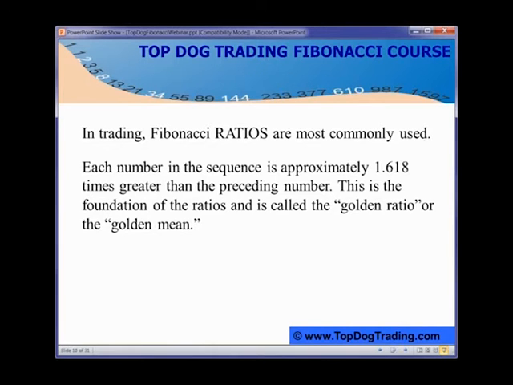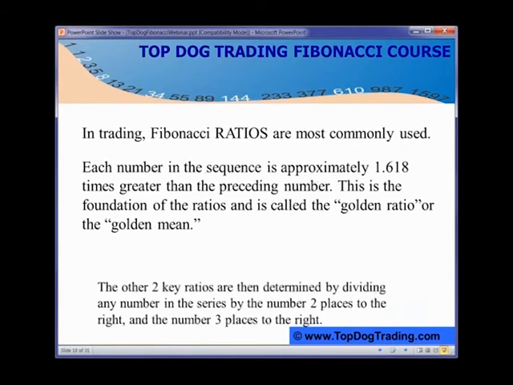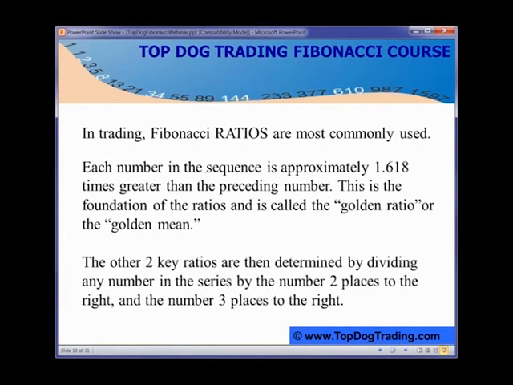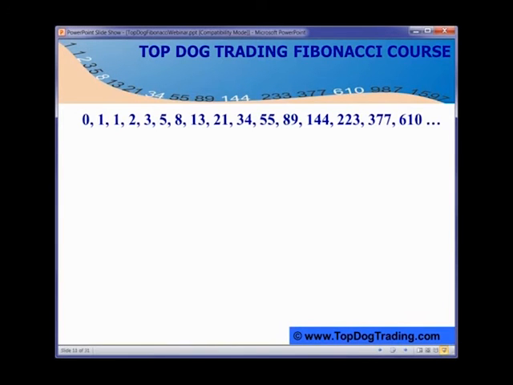Well, pretty simple. Again, each number in the sequence is approximately 1.618 times greater than the preceding number. And that is the foundation of the ratios. That one's called the golden ratio or the golden mean. And the two other key ratios are determined by dividing any number in the series by the number 2 places to the right and 3 places to the right. So let me show you what I mean by that.